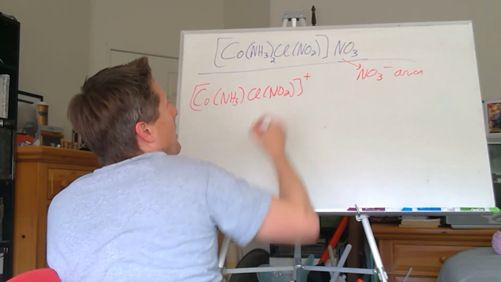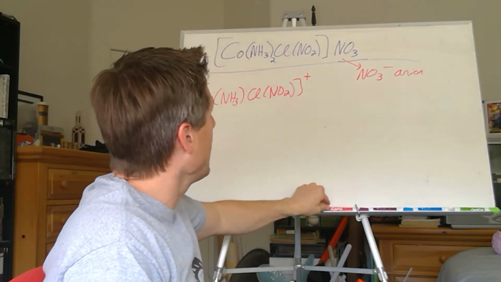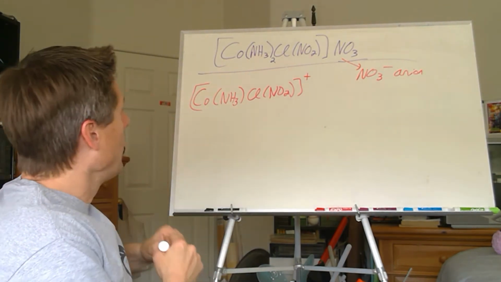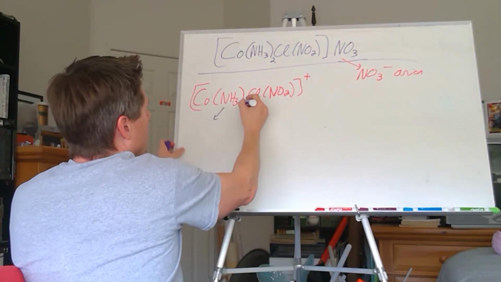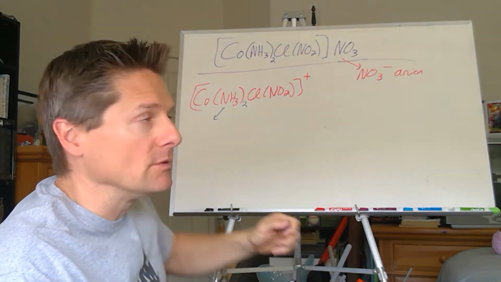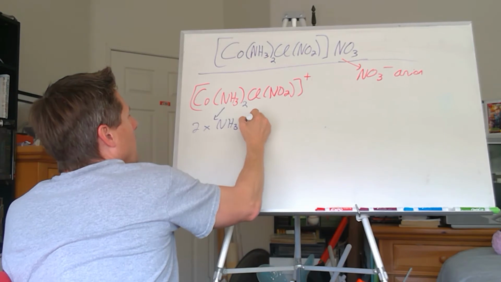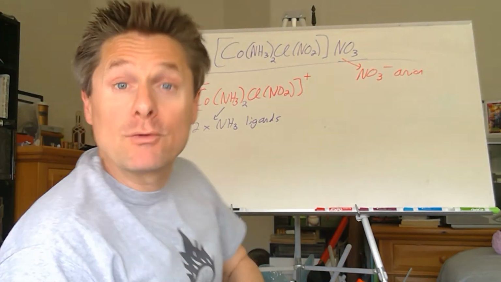That must be a +1 to cancel the single -1 nitrate. So that's my complex ion there. Let's break that down. What kind of ligands do we have? We've got 2 ammonia ligands. Those are neutral, and they are monodentate.